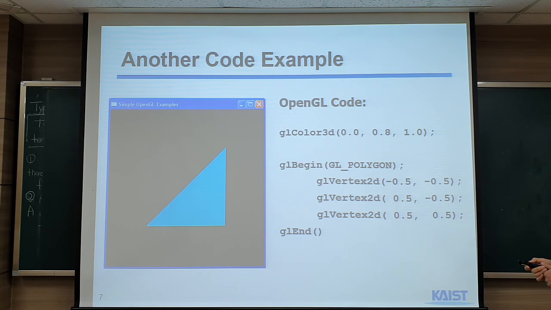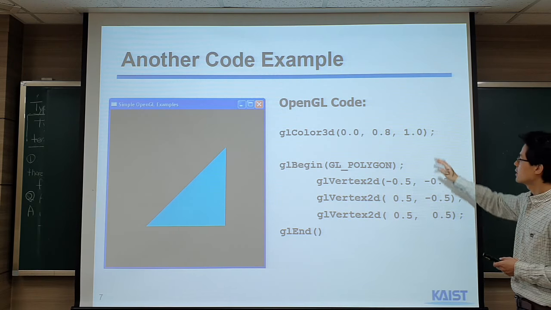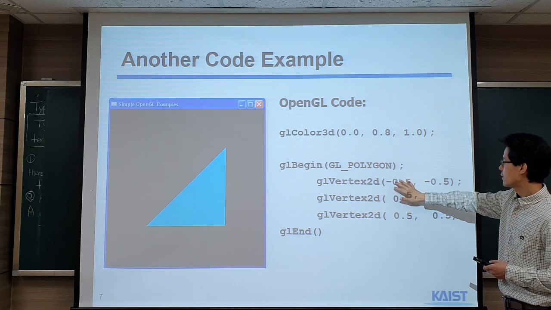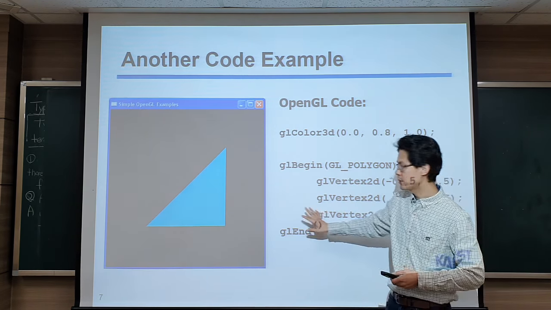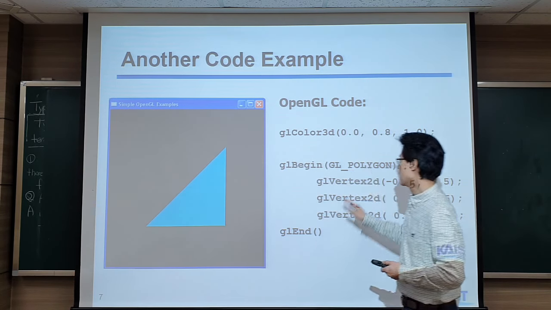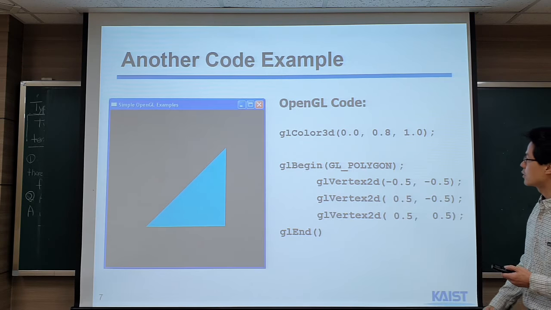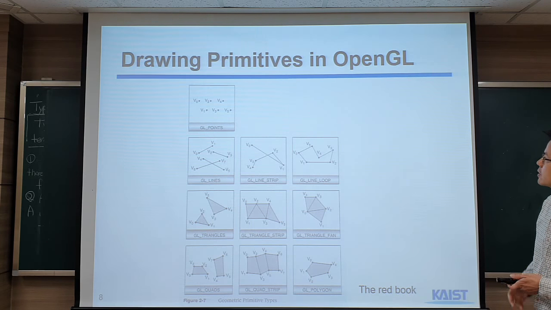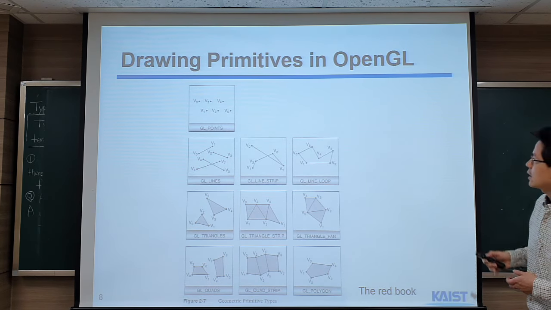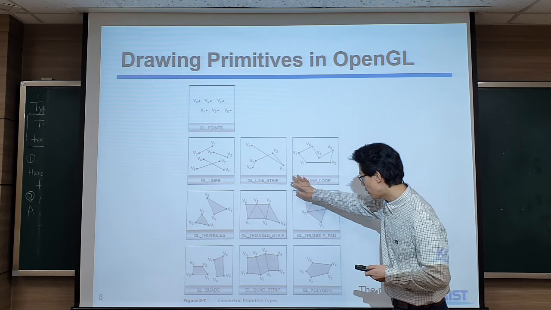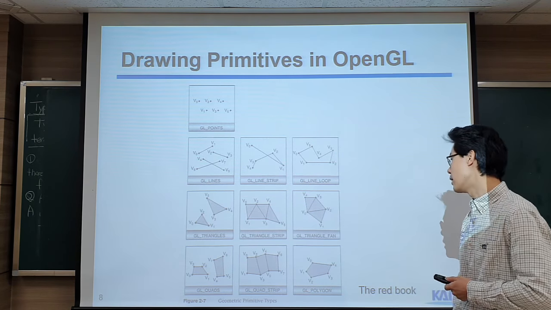Here's another example of OpenGL. We draw this triangle, and you can see its color and the three vertices. Those three vertices indicate these three corners. Also, we group them with GL_POLYGON. Now let's look at what this GL_POLYGON means. There are many different drawing primitives in OpenGL.